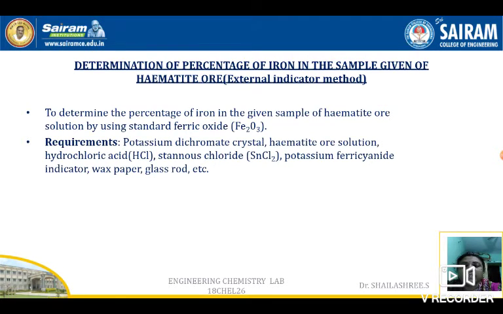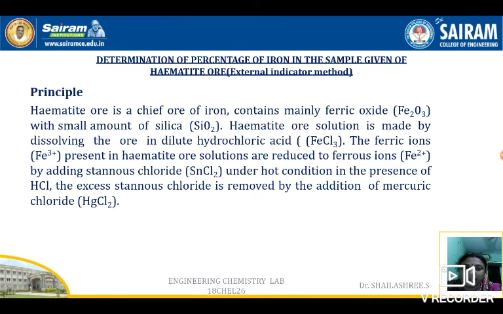What we need here, the requirements, are potassium dichromate crystals, hematite ore solution, hydrochloric acid, stannous chloride, and the external indicator potassium ferricyanide, a wax paper, and a glass rod. All these things are needed here. And what is the principle here?